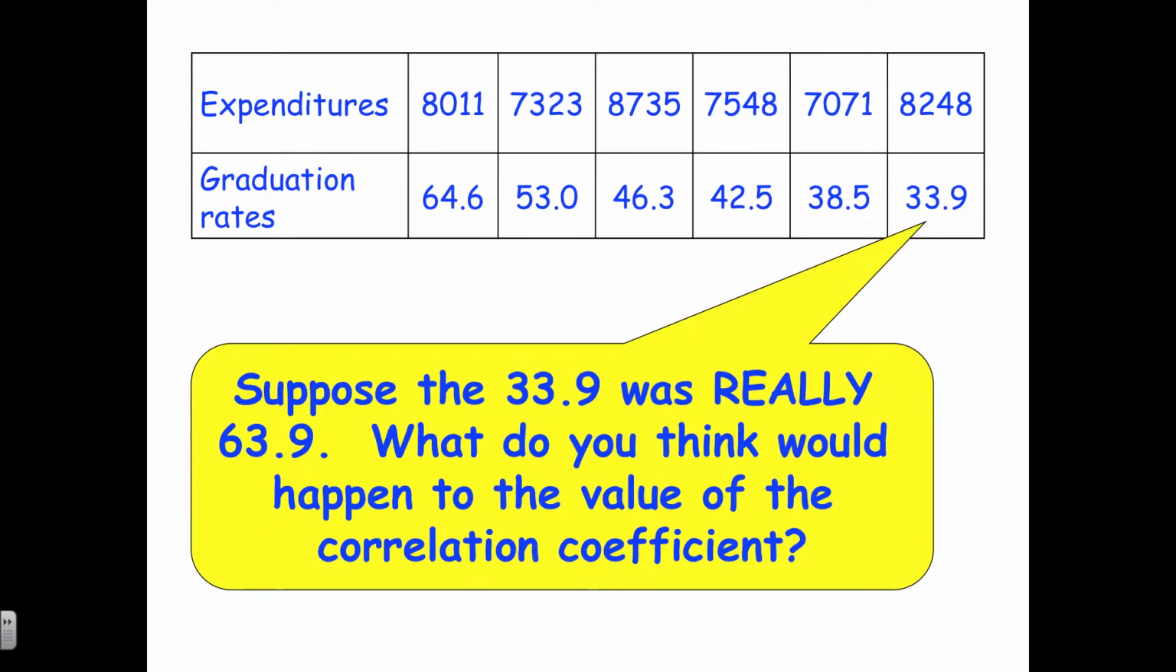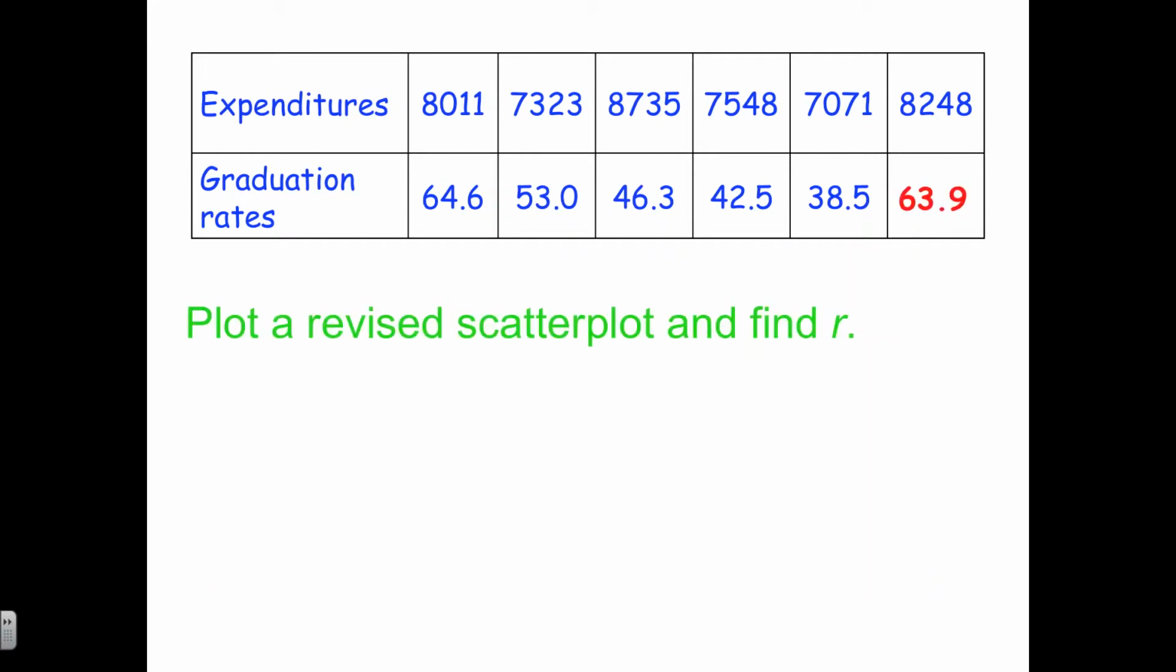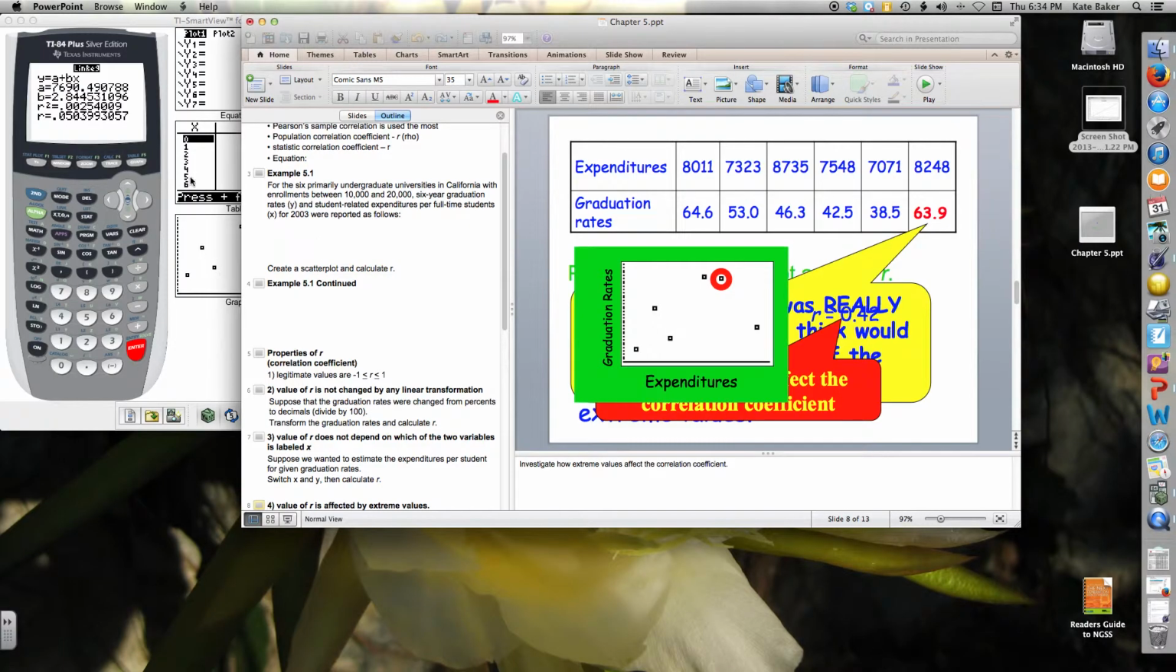Suppose that 33.9 was really 63.9. What do you think is going to happen to the correlation coefficient? Pause, think about it, come back, plot our revised scatter plot and find R.